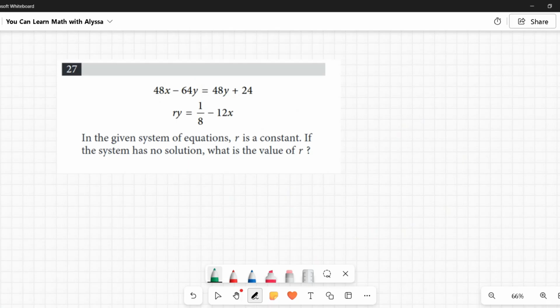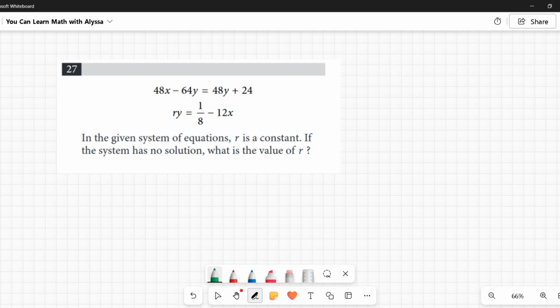Number 27, 48x minus 64y equals 48y plus 24, and r times y equals 1/8 minus 12x. In the given system of equations, r is a constant. If the system has no solution, what is the value of r?